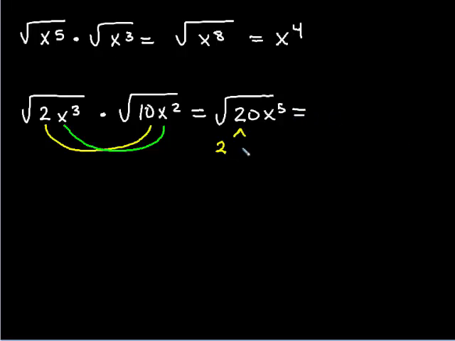20 is 2 times 10, which was 2 times 5, which gives me a 2 to bring out. And 5 divided by 2 is 2 with 1 left over. So this would give me 2x squared times the square root of 5x. And this is how we would simplify or multiply radicals.